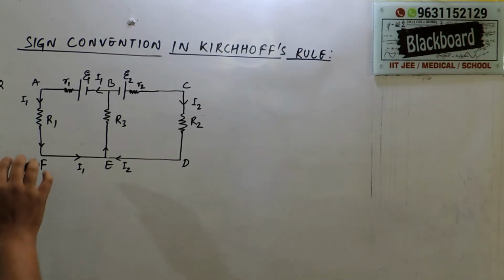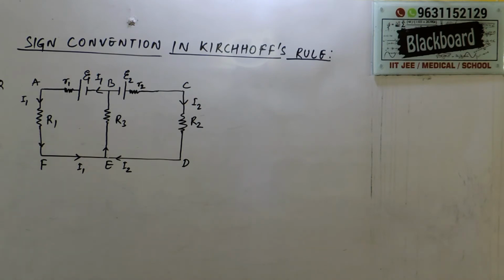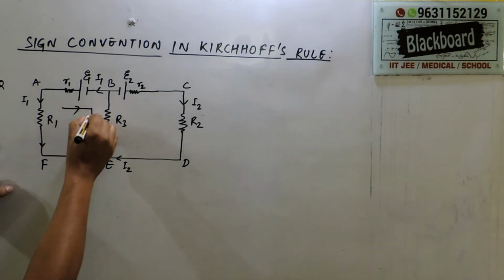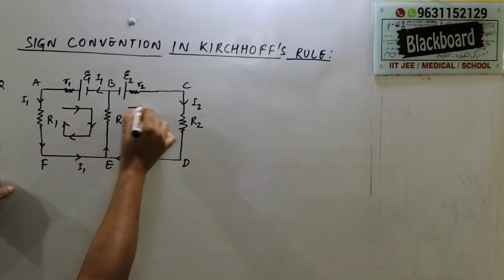This is the problem based on your sign convention in Kirchhoff's rule. Here, you know, the algebraic sum of EMF and IR drops of a closed loop are kept equal to 0. Now apply. Let us assume clockwise. हम अपना clockwise एक direction ले लेते हैं. Let this be the clockwise direction.